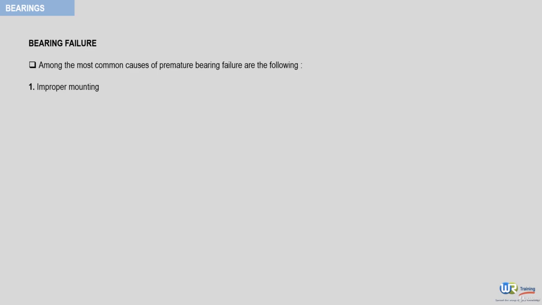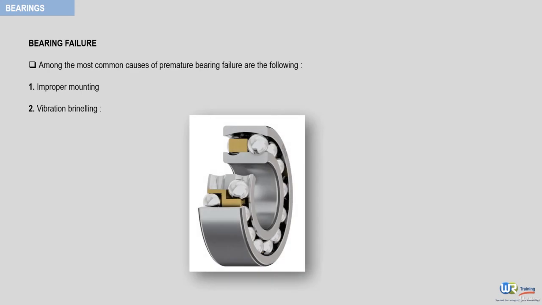The second common cause of premature bearing failure is vibration brinelling. Maintenance people are not normally familiar with vibration brinelling. The brinel marks themselves are small and even invisible indentations in the bearing raceway, as depicted in the following example.